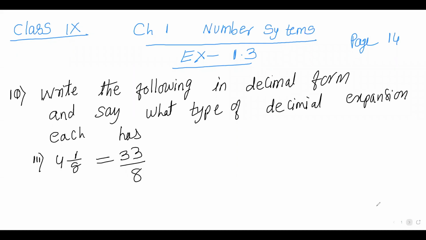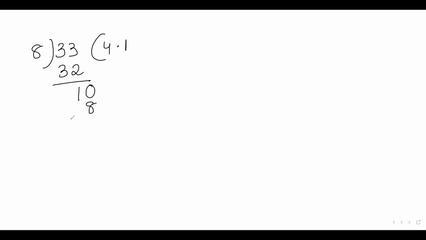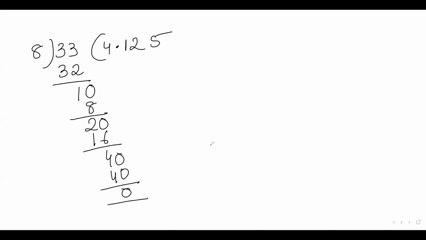Now let us divide 33 by 8. 8 4s are 32. One remainder, put a point, get 0. 8 1s are 8. 2 is the remainder. With this point we can put 1 0. 8 2s are 16. 4 is the remainder. With this decimal point we can put 0. 8 5s are 40. 0 is the remainder.